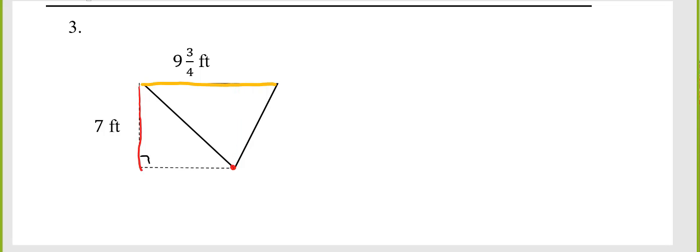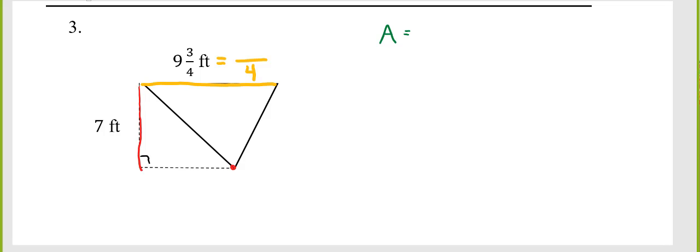All right, area of a triangle. Base times the height divided by 2. Can we have mixed numbers in there? And the answer is no. So what is this base as an improper fraction? How many fourths?